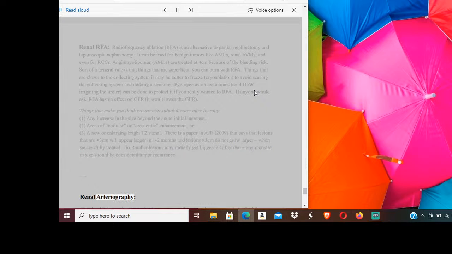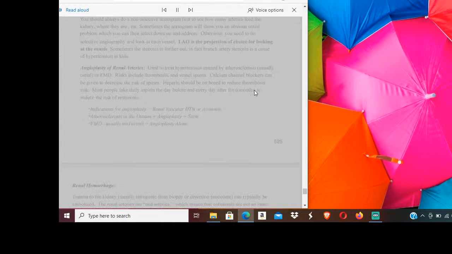Renal arteriography. You should always do a non-selective aortogram first to see how many arteries feed the kidney, where they are, etc. Sometimes the aortogram will show you an obvious ostial problem which you can then select down on and address. Otherwise, you need to do selective angiography and look at each vessel. LAO is the projection of choice for looking at the renals. Sometimes the stenosis is further out. In fact, branch artery stenosis is a cause of hypertension in kids.